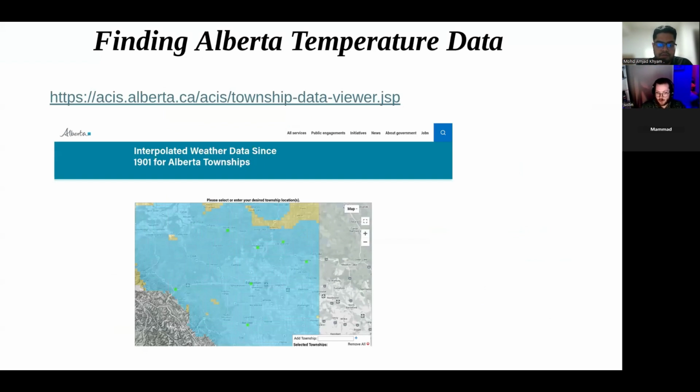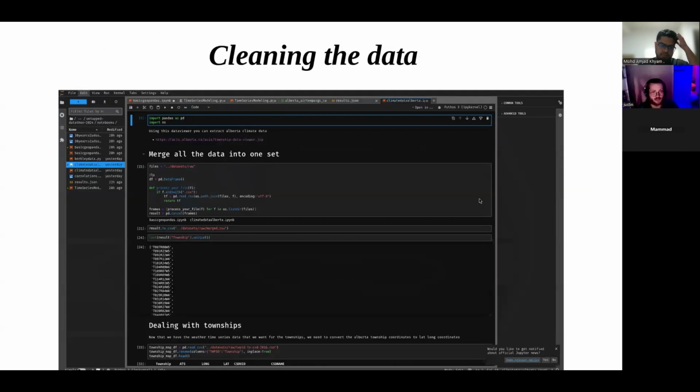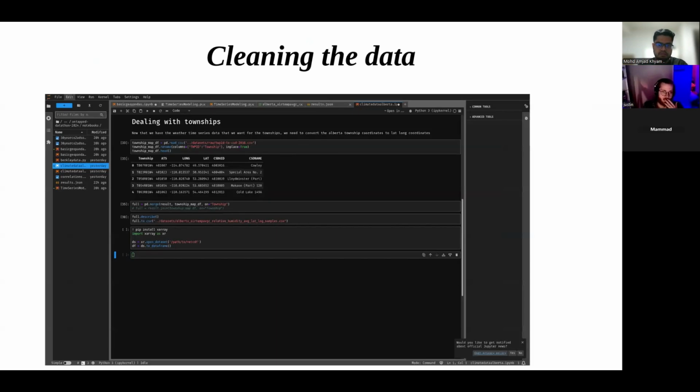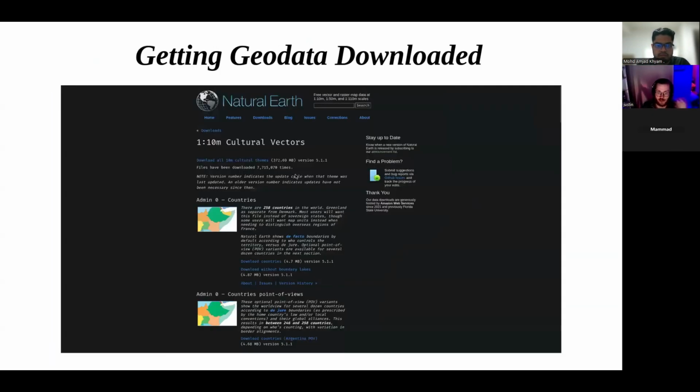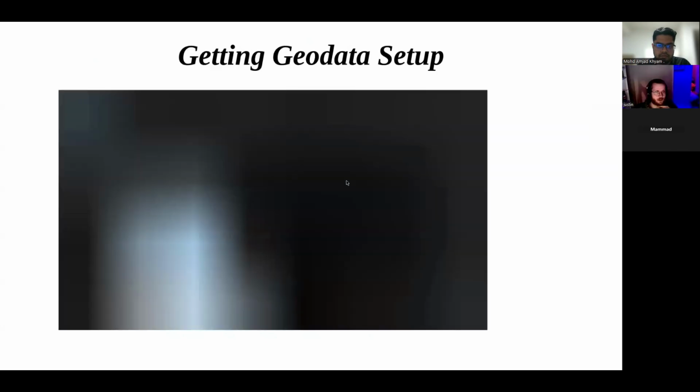Further along, we used this township viewer to download points of specific historical time series data of temperatures. We were able to find something that converts the data format of this viewer to lat-long coordinates, cleaned it up a little bit, and then from that, we were able to use this Natural Earth data set that converted lat-long to nice visualizations for us. And we found states specifically, so we could do Alberta.